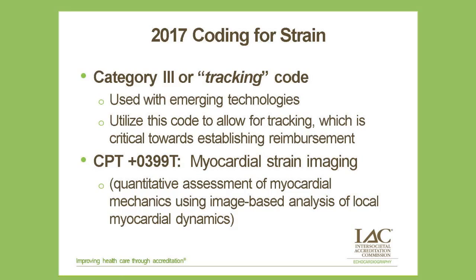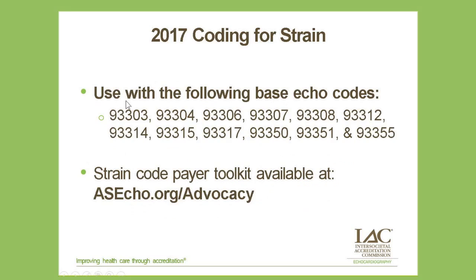I've got the code listed here, and it's an add-on code, and it can be used with the following base echo codes. So this is a collection of codes from 2D complete codes to limited to stress echo codes that can all be used with those and reported with those. Also, I want to make you aware that ASE has on their website under the advocacy tab a strain code payer toolkit available for everyone. So that would be good to go and review if you have any questions about that.